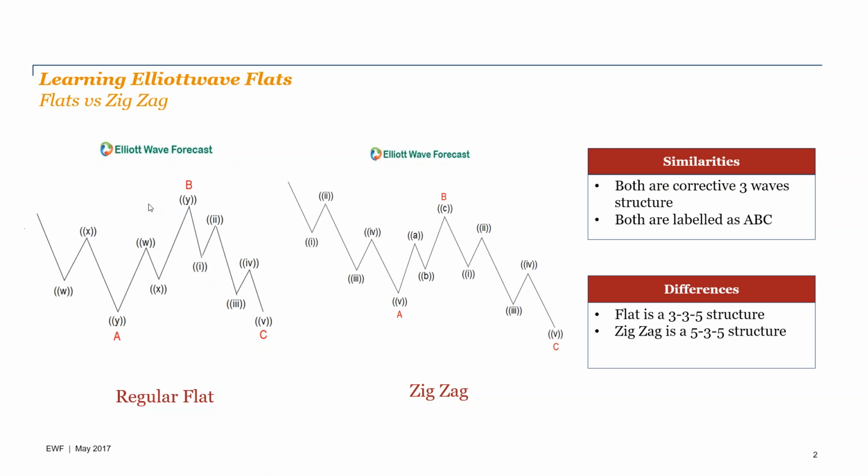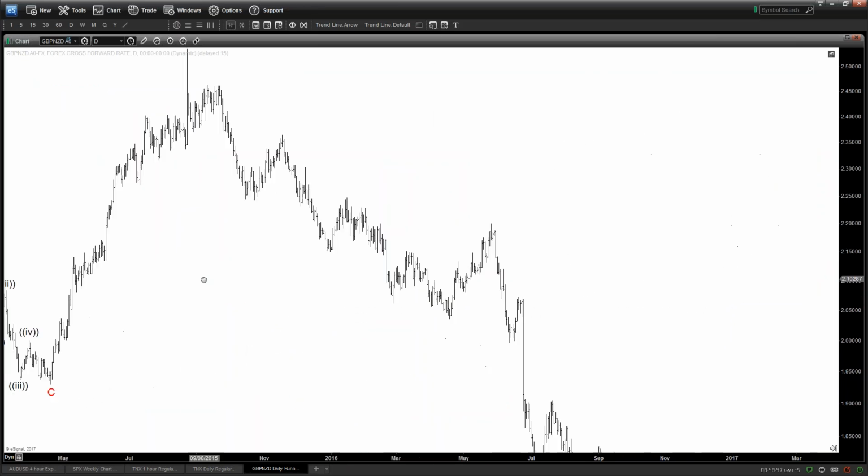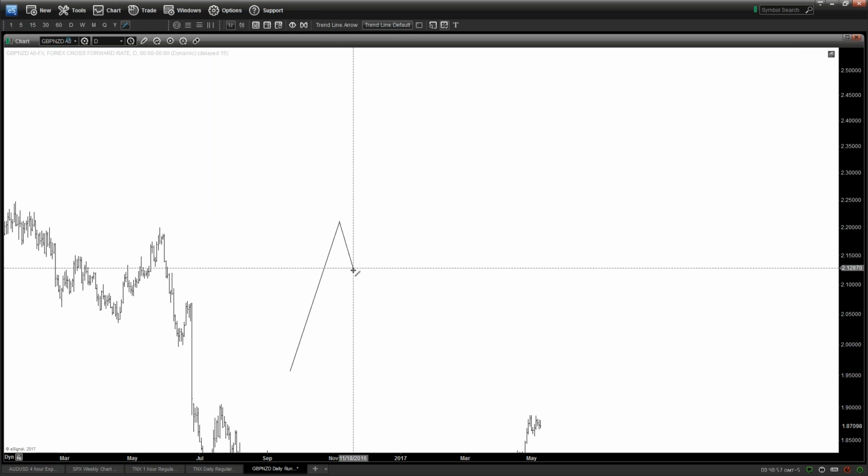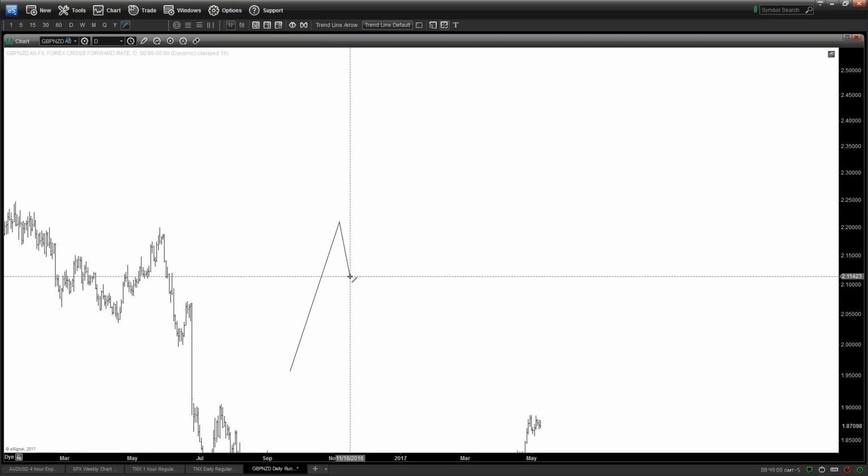It's not, because a flat is different than a ZigZag. All right, we're going to take a look at the chart to give you an example. Okay, this is the chart. Let's say this way, guys. Let's say I have a bullish trend, and then I need to correct this bullish trend, right?